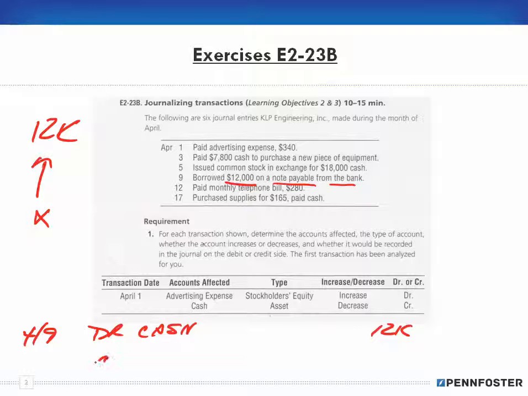Okay, so if my cash is increasing, I'm going to debit my cash for $12,000. And since debits have to equal credits, I have to credit something else. What am I going to credit? Well, I'm going to owe my note payable, okay, for $12,000. So that's the journal entry. So if my notes payable was this amount before, and I'm borrowing an additional $12,000, that means I'm increasing my note payable.